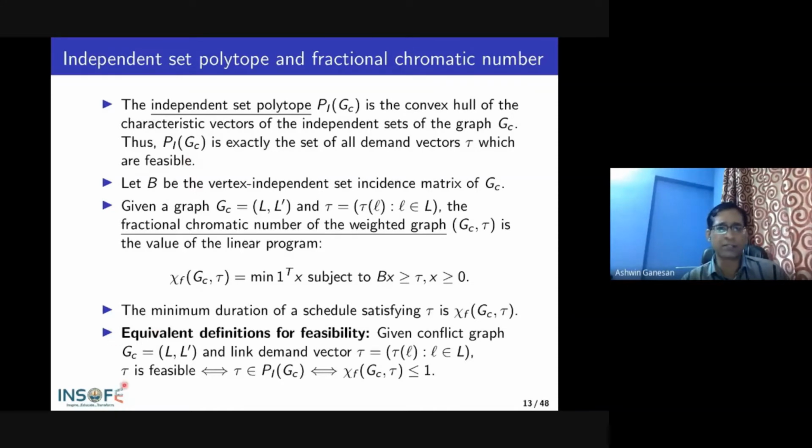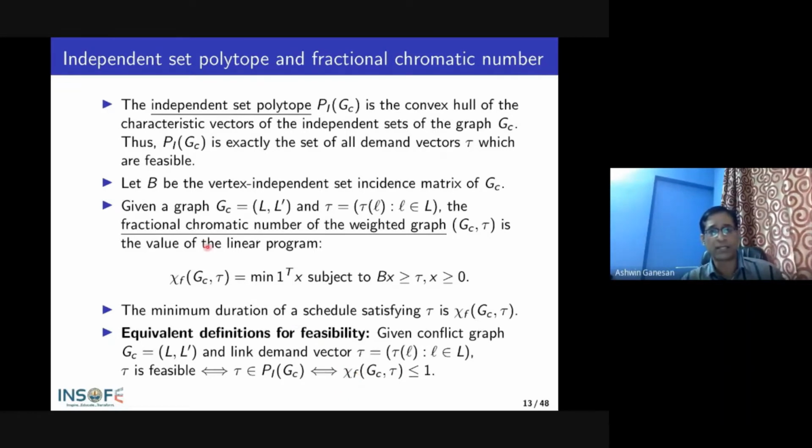Now, what I want to tell you is that mathematically, the question of whether tau is feasible is equivalent to determining whether tau lies in the independent set polytope of the conflict graph. And it turns out that that's also equivalent to determining whether the fractional chromatic number of the vertex-weighted conflict graph GC tau is at most 1. So what is that quantity there?